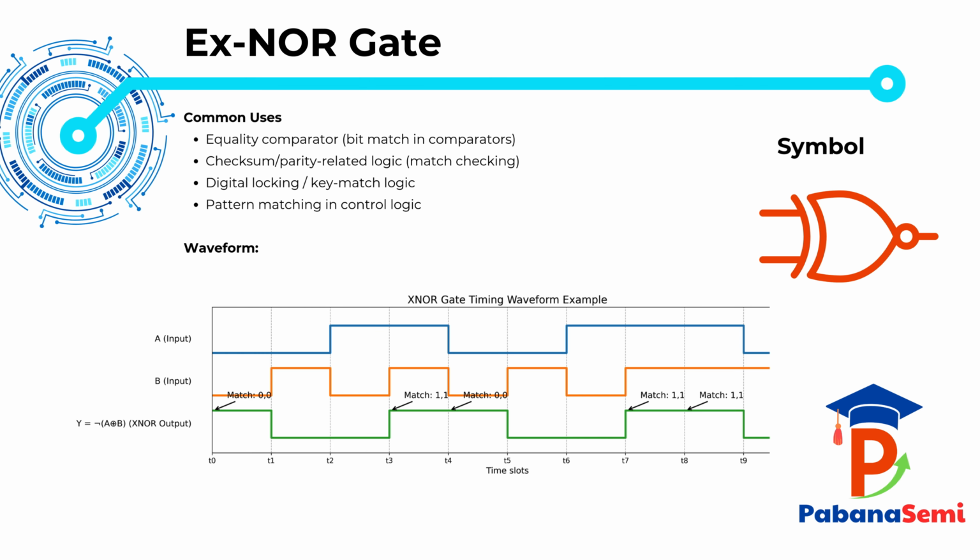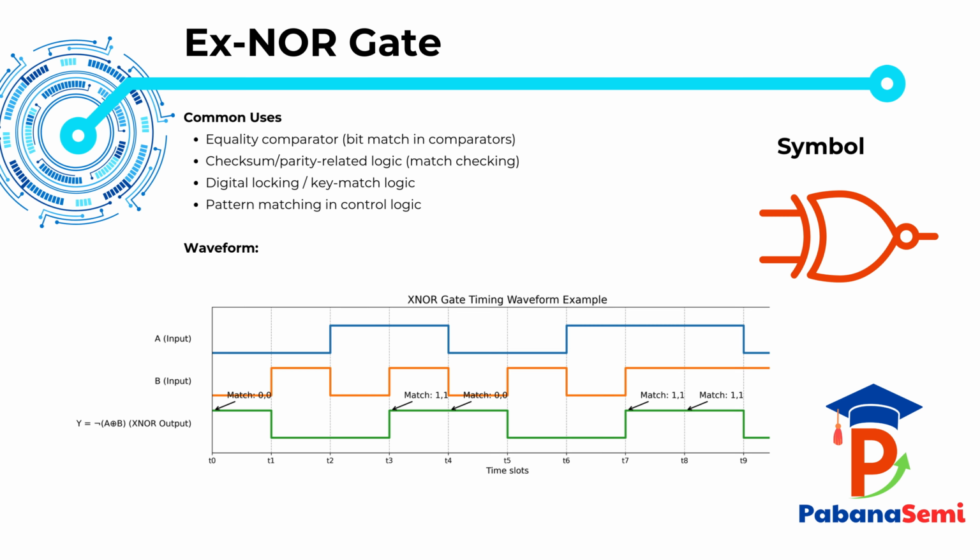Another practical application is digital locking or key match logic. Here, XNOR gates compare an entered code with a stored code. Only if all bits match does the circuit generate a valid unlock signal. Finally, XNOR finds its application in pattern matching, especially within control logic, where certain combinations must align perfectly with expected values to activate a control action.